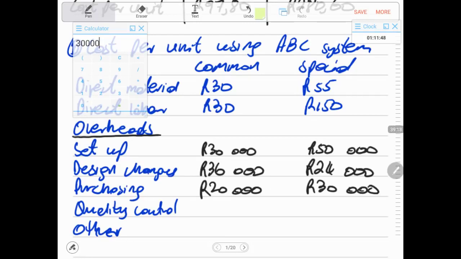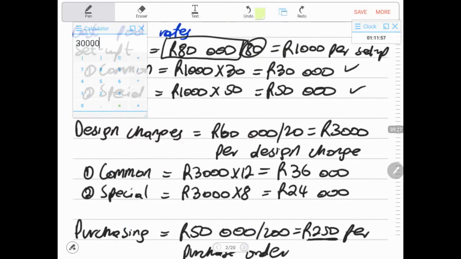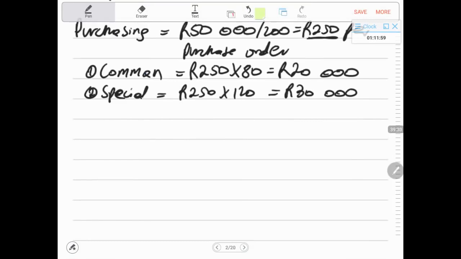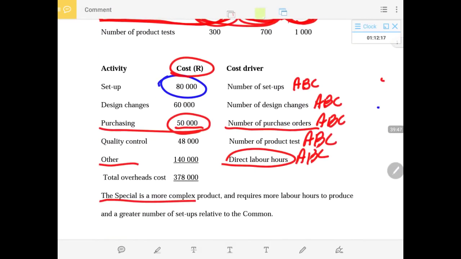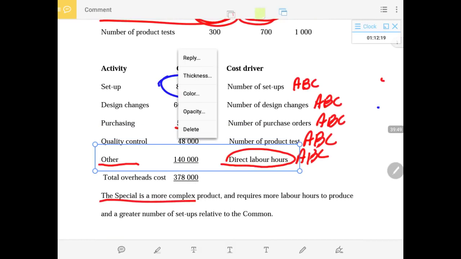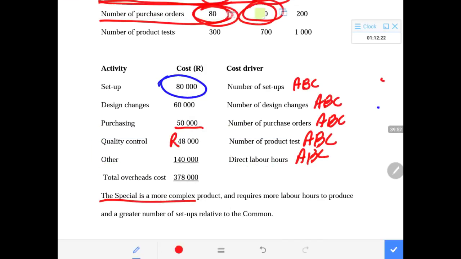Then now we go to another activity, which is another overhead, in other words, quality control. We are doing quality control, and we know that we first have to calculate the rate. For us to calculate the rate of the quality control, we need to know the cost of the quality control. And the cost of the quality control is 48,000. And what is the cost driver? The cost driver is the number of product tests.